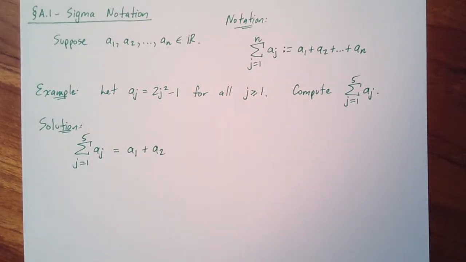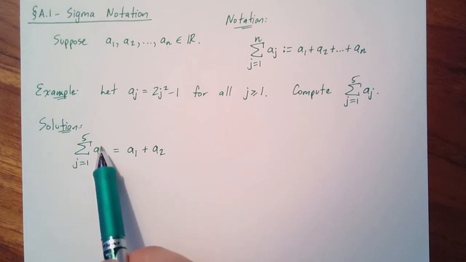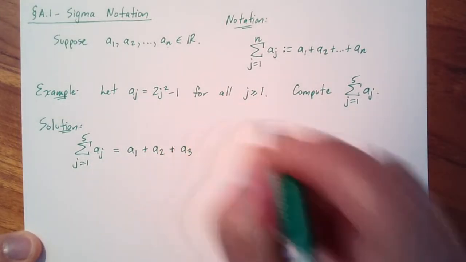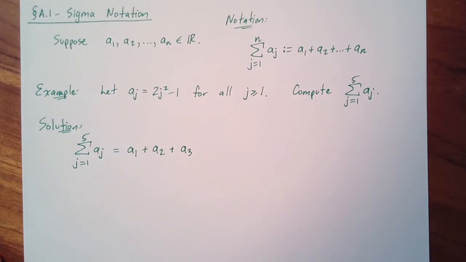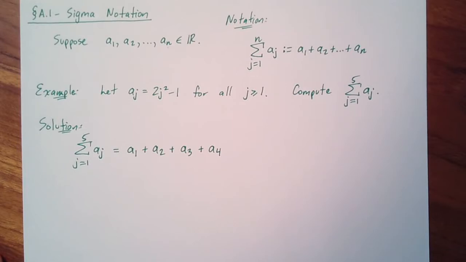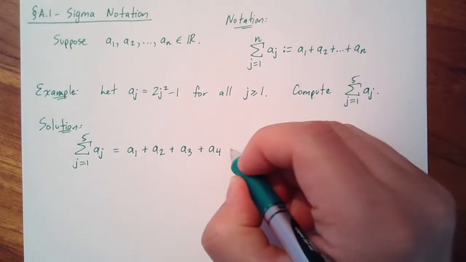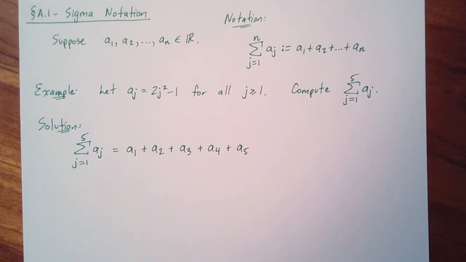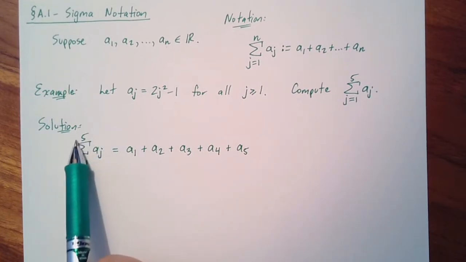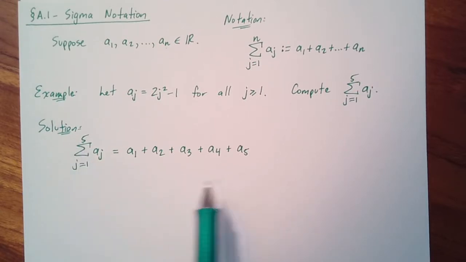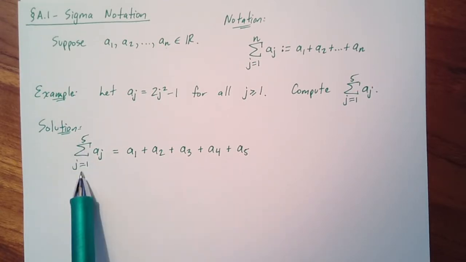Now I increment j again, and I'd have j equals 3. So plug that into here, and I get a3. Increment j again, you get 4. So add up a4. Increment it one more time, and you're going to get 5. So that gives you a5. And you know to stop now, because this 5 up here is what indicates that that's the last value you're going to consider for an index. So this is the expansion of this sum.